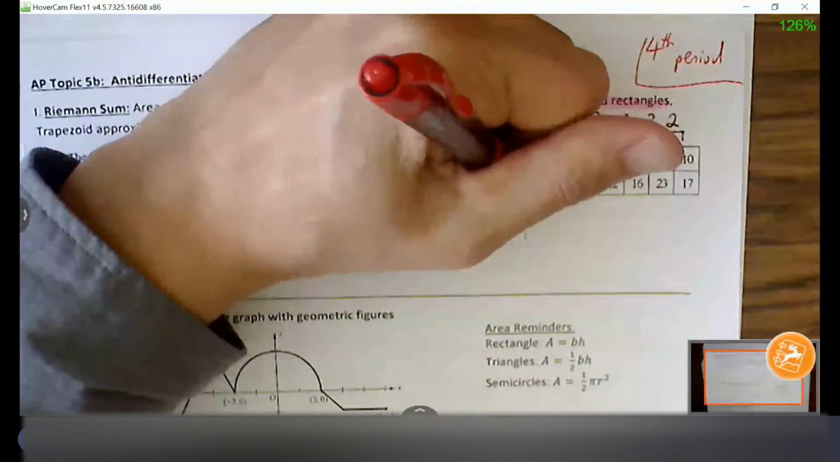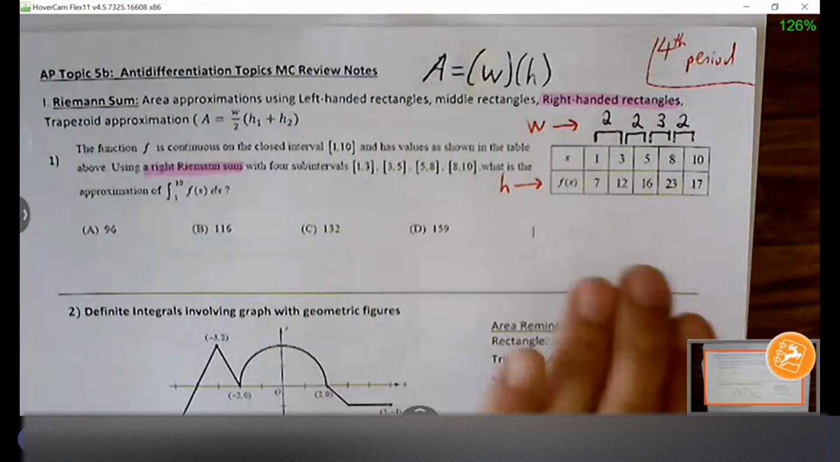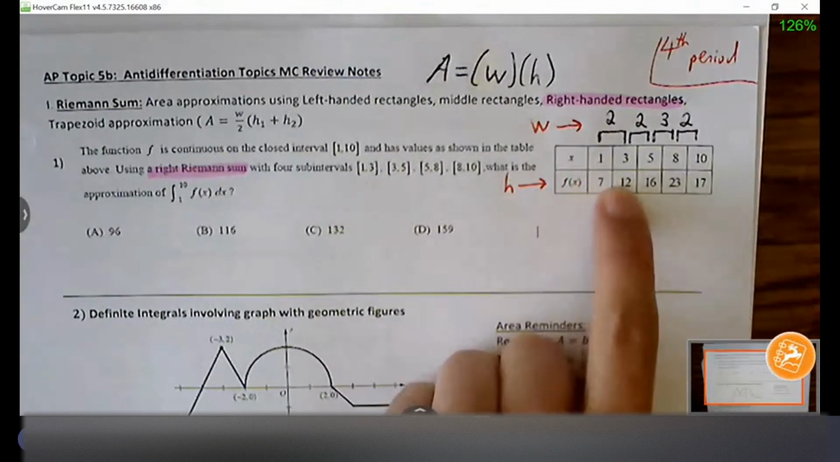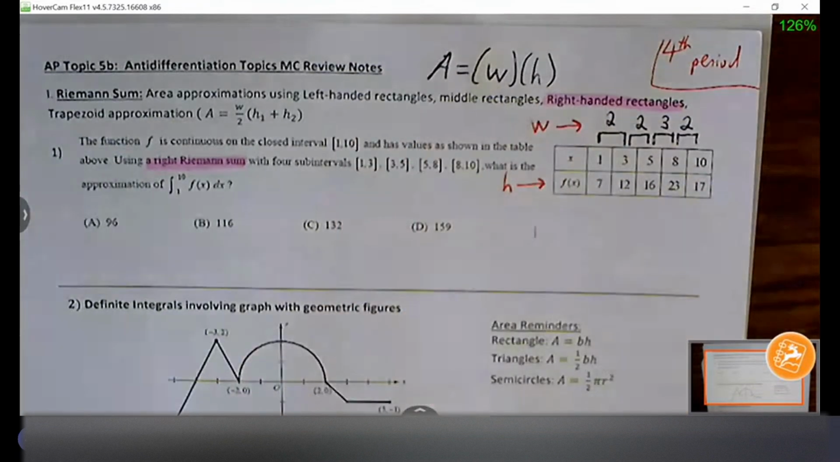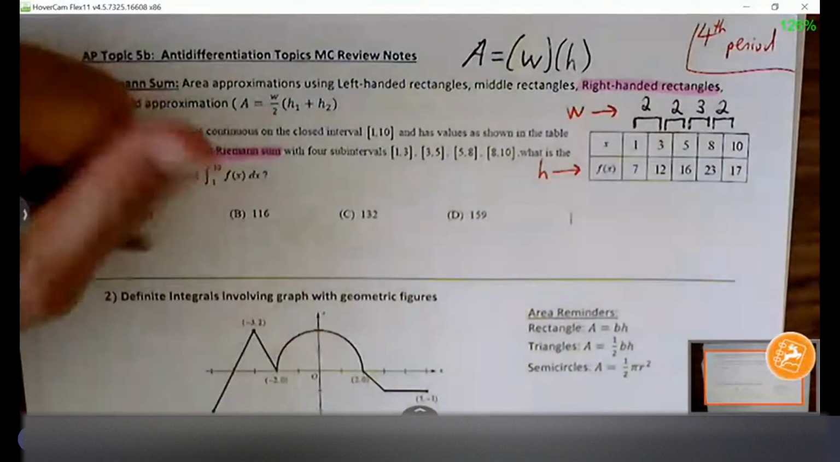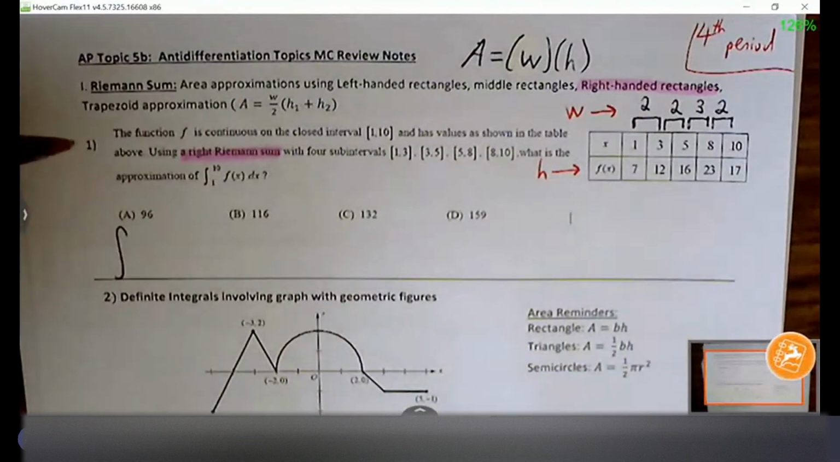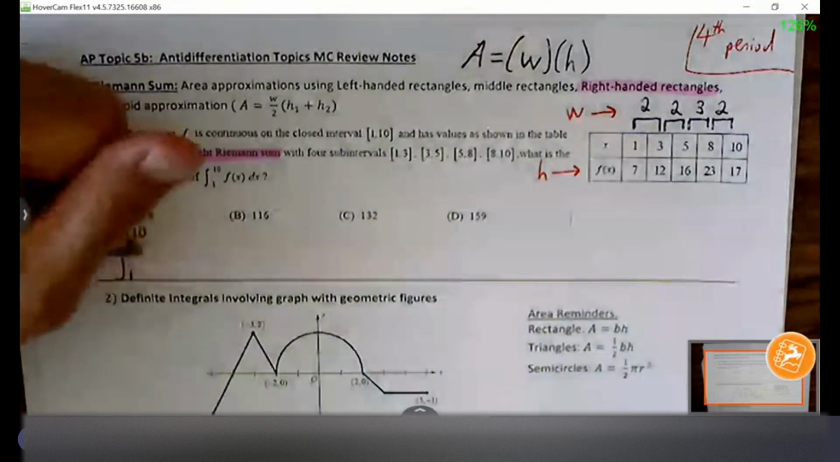Now the way you pick off the height is from the second row, from f of x. But we're not going to be subtracting anything there. We're just going to pick off whatever number is suitable based off of the description of rectangles that we want. So let's see if we can find the areas of these rectangles now. So we'll say the definite integral from 1 to 10 of f of x dx.